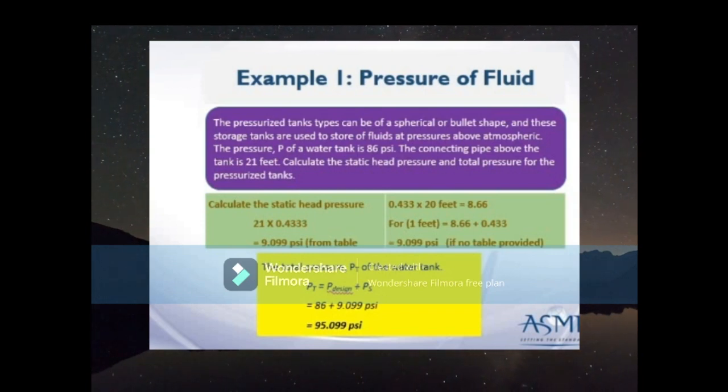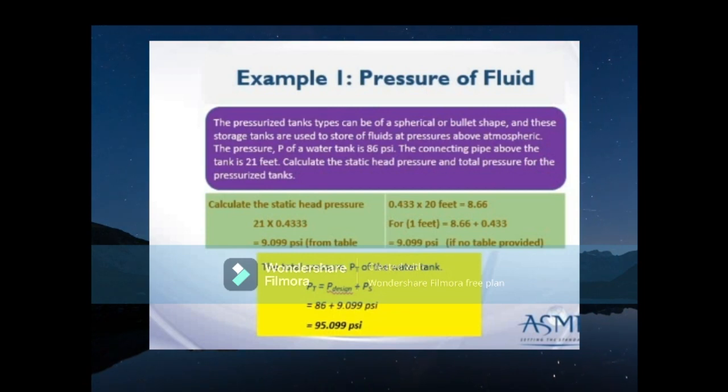Example 1. Pressure of fluid. The pressurized tank types can be of a spherical or bullet shape, and these storage tanks are used to store fluids at pressures above atmospheric. The pressure, P, of a water tank is 86 psi. The connecting pipe above the tank is 21 feet. Calculate the static head pressure and total pressure for the pressurized tank.